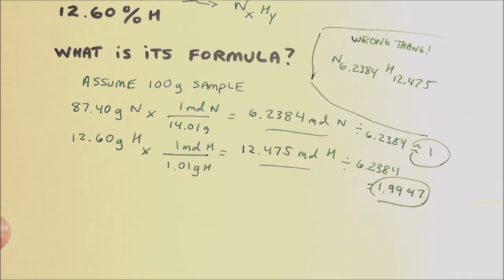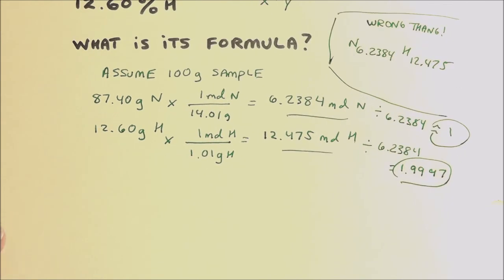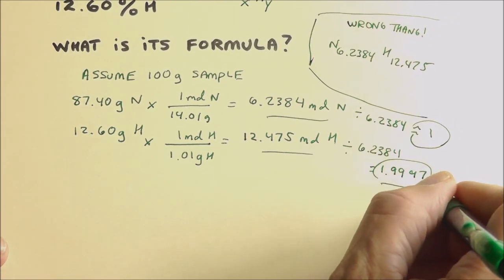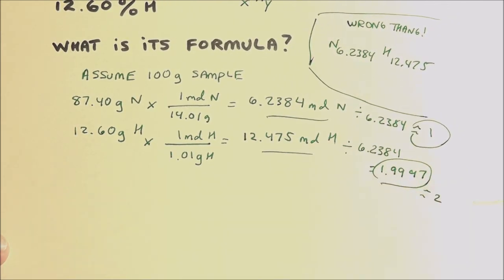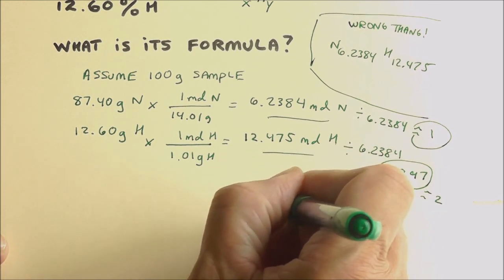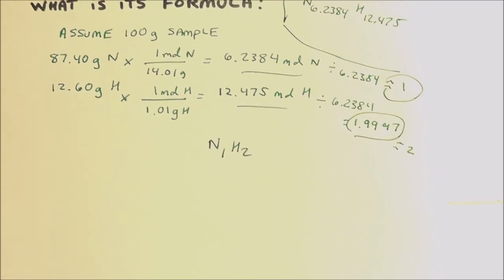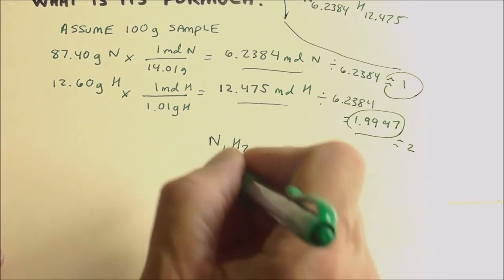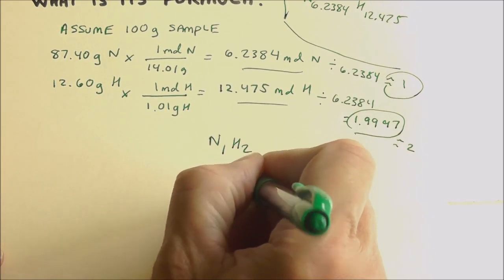That is 1.99997 to 1. You know what that is? It's just the error of rounding sometimes. This is N1H2, or we leave the 1 out with formulas when we do this, and we say this is NH2.